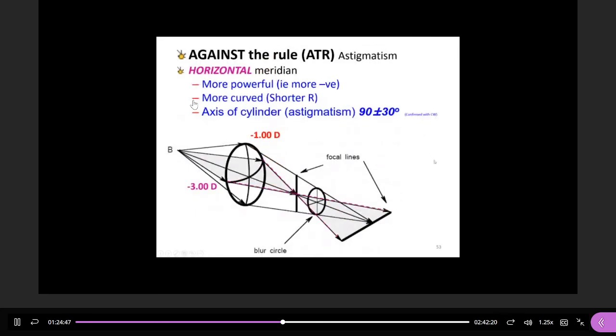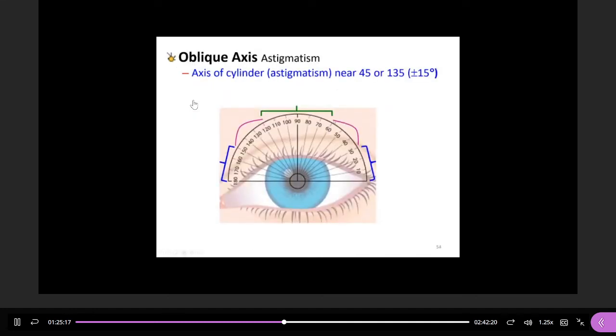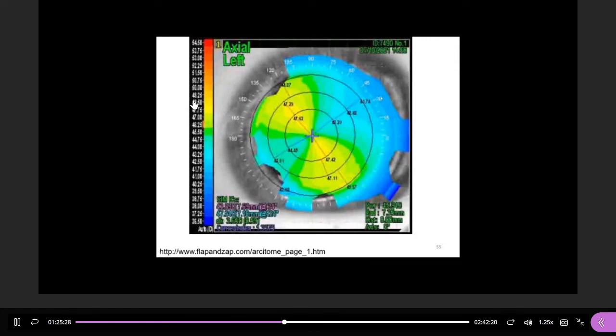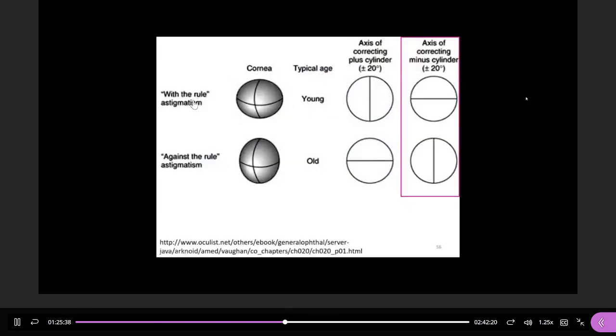And against the rule is horizontal. The horizontal has more power, more curve, and the axis is 90 plus minus 30 degrees. So in the horizontal, they have more power. Here the horizontal, which is purple, is in the focal line, the first one. This is against the rule, where the power plane is horizontal. Remember that. Let's say that again: oblique is 45 or 135 here. When we see the corneal topographer, you can see clearly the power is here, and this is the axis. Oblique.